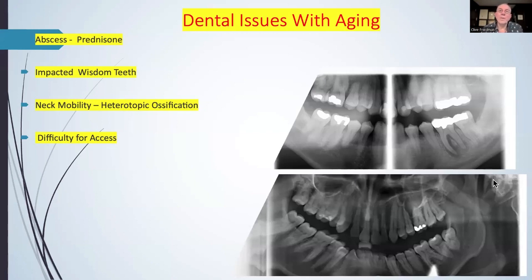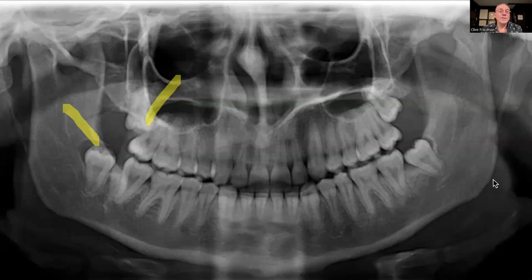We have issues with aging. We have the development of wisdom teeth. We have the neck mobility issues. We have the difficulty of access. So these are all questions that come up for us to answer. So here you can see where the yellow lines show are teeth that are clearly impacted. On the other side, you're not noticing any impactions. So what do we do about those?